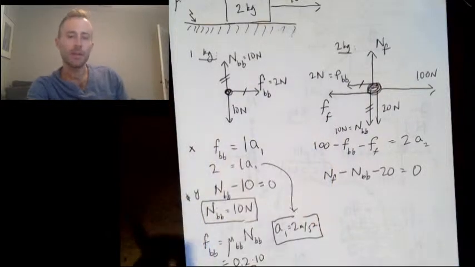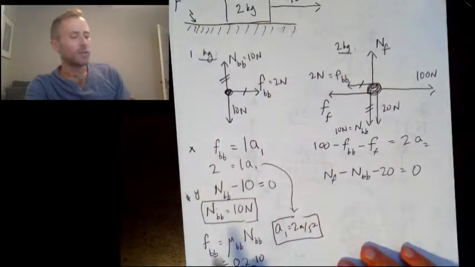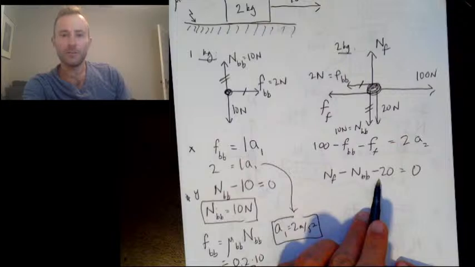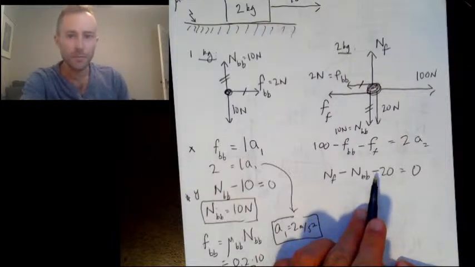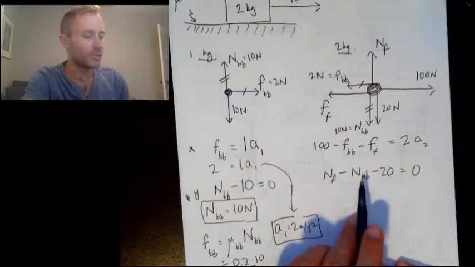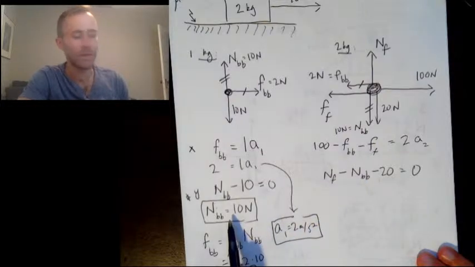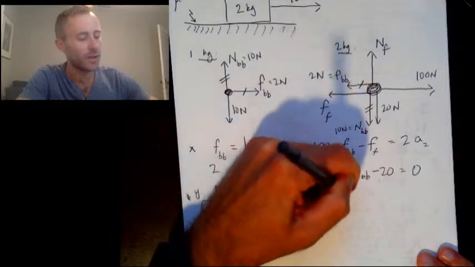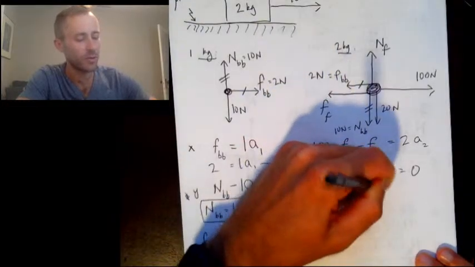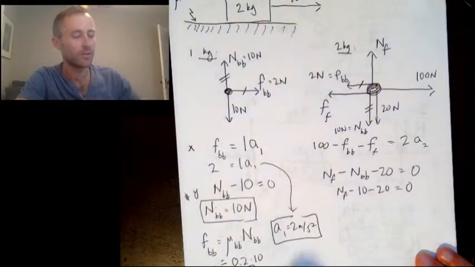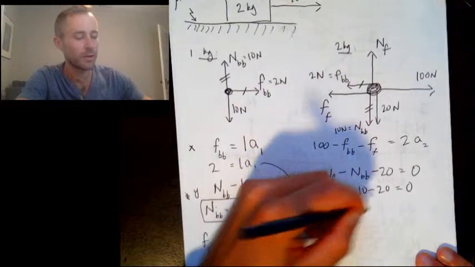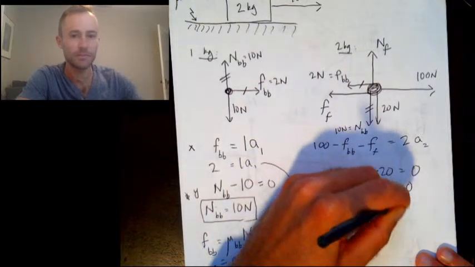All right. Now I'm going to go to this equation right here. I just found that the normal force between the blocks is 10 newtons. So we have N sub F minus 10 minus 20 equals 0, which says the normal force from the floor is 30 newtons.